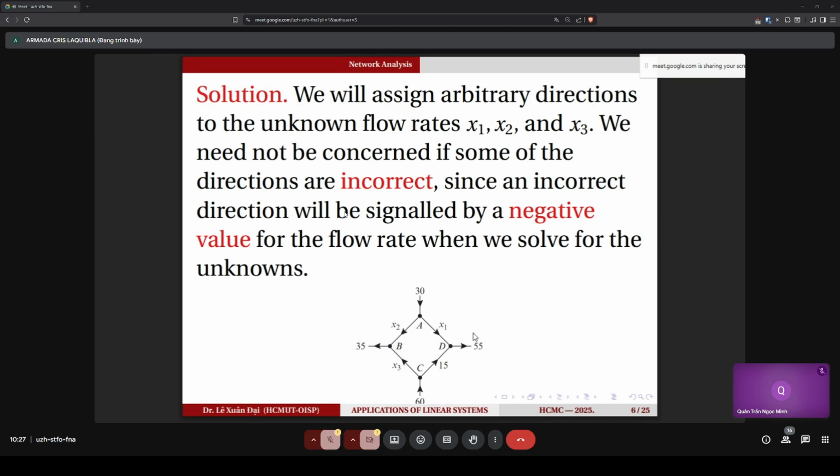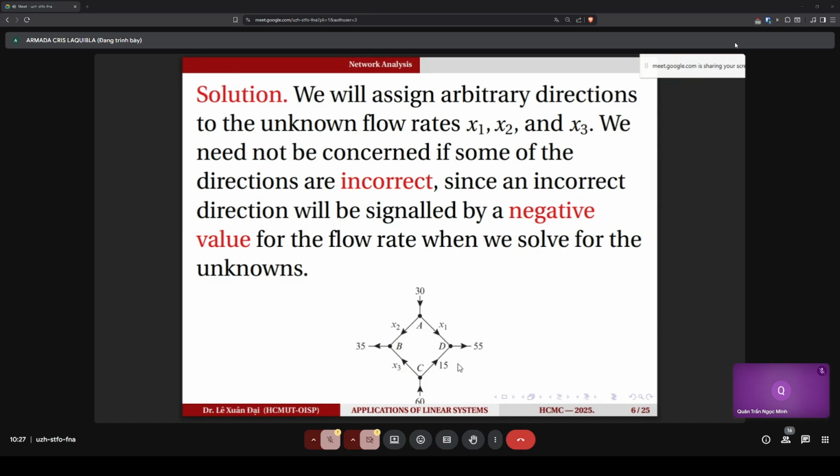So it says there, class, that the directions of the x1, x2, x3 are not necessarily correct. We need not be concerned with the direction, because if some of the directions are incorrect, an incorrect direction will be signaled by a negative value. So for example, if this is x2, and if we solve a negative value for x2, then change the direction. The direction must go there at point A. Okay? So these directions are just initial, so it's not the final one. Okay?